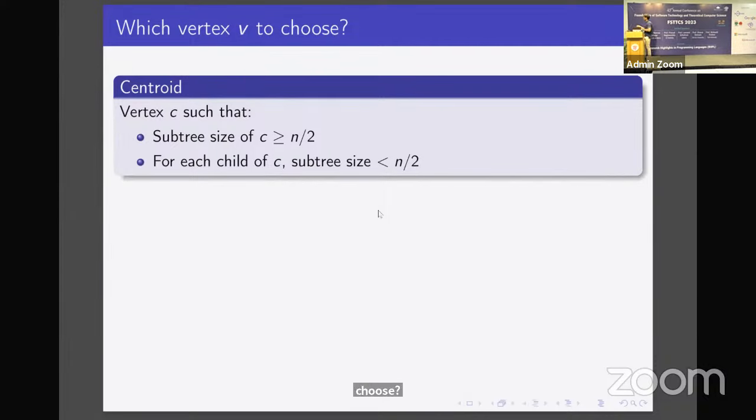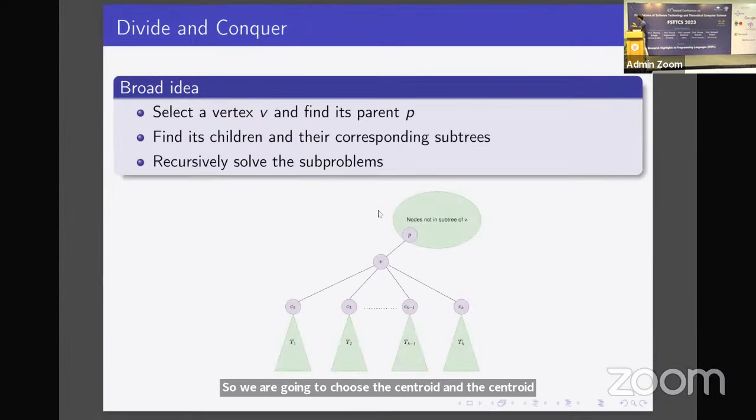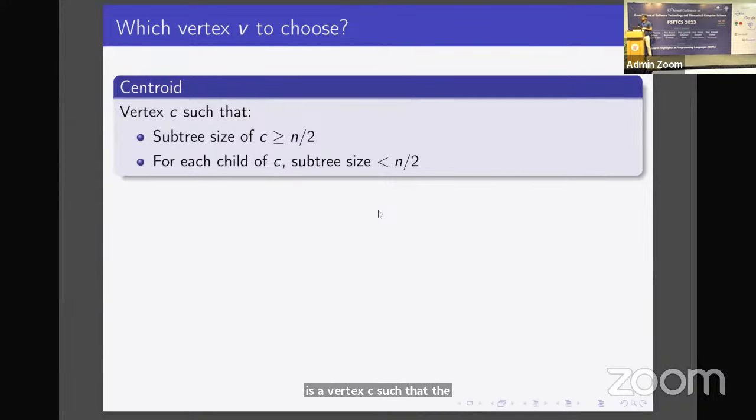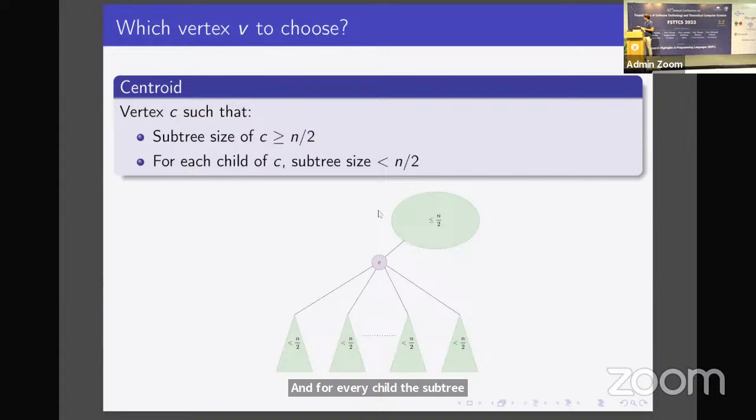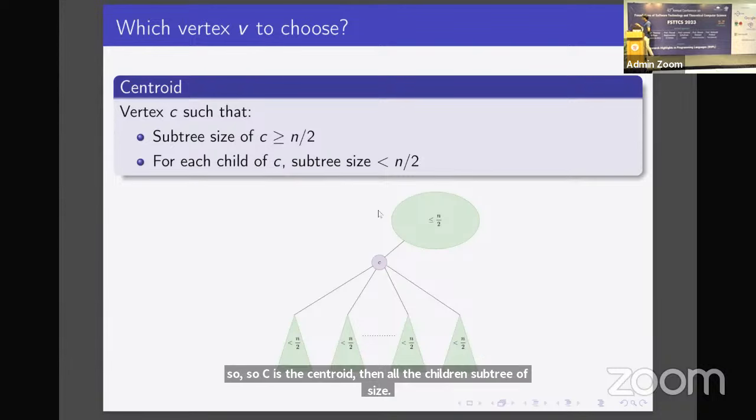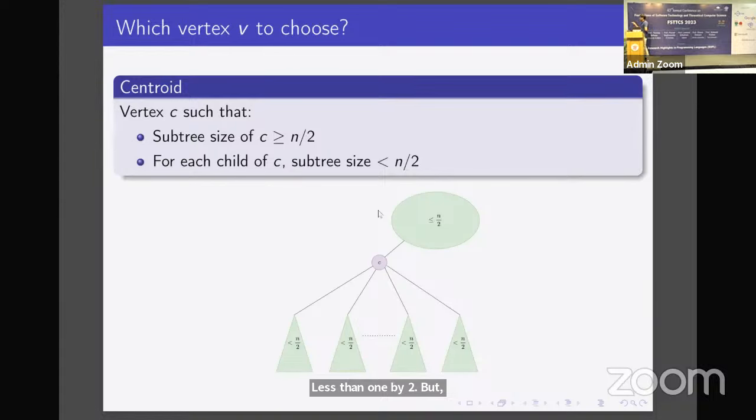The centroid is a vertex c such that the size of the subtree of c is at least n by 2, and for every child, the subtree size is less than n by 2. So, for example, here if C is the centroid, then all the children subtrees have size less than n by 2, but the subtree of C has size greater than or equal to n by 2. So if we remove C, all the remaining subproblems have size less than or equal to n by 2, right? This means that if we keep on removing such vertices, the depth of our recursion tree will be at most logarithmic, right?